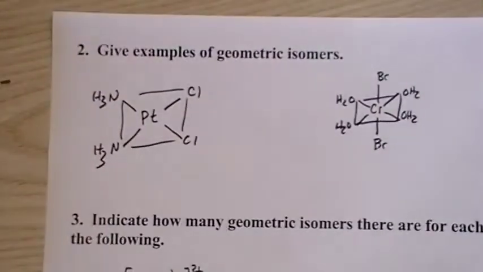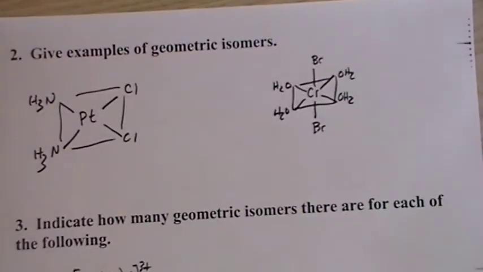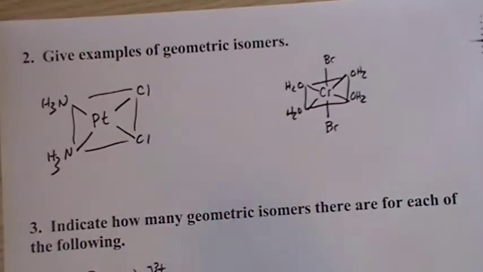Now we get into the more subtle stuff. That one was where we have different bonding. To create the other isomer, we see that we have atoms that are bonded differently to each other. But with geometric isomers, the bonding is the same.